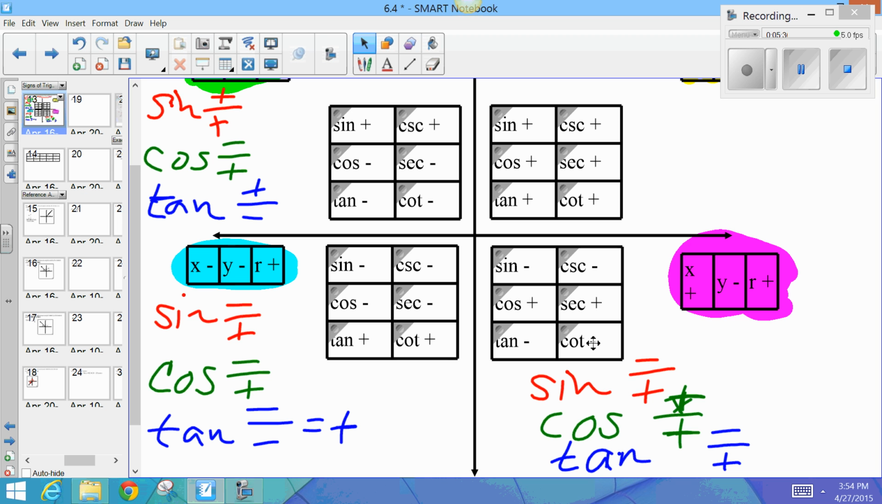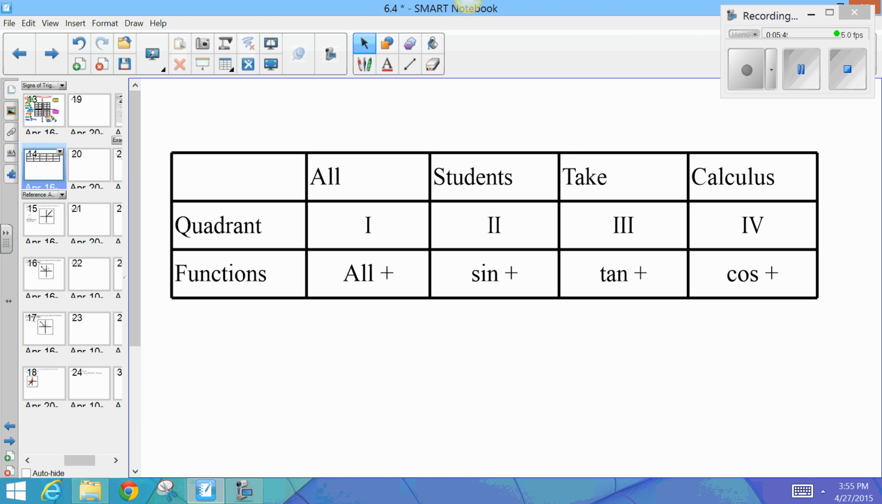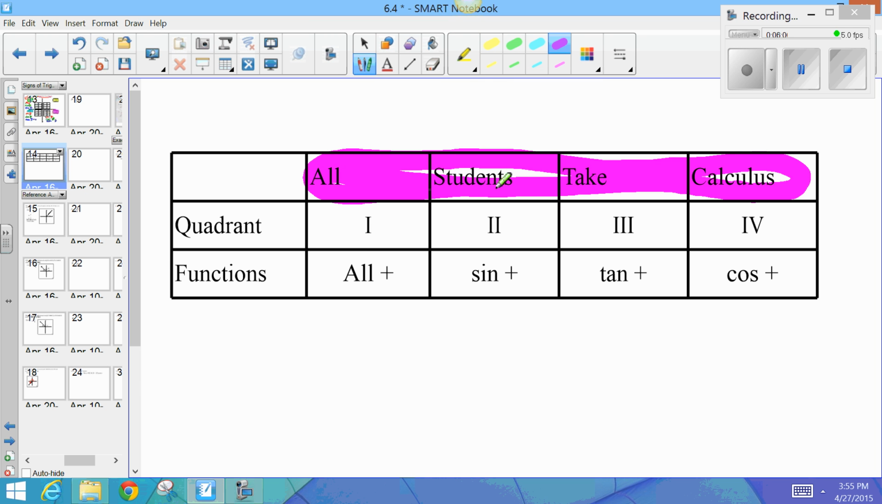All right, when you update your trig cards, you're going to put all of this information on your trig cards so you don't have to memorize it. However, there is a very easy way to memorize this, by just using this phrase, all students take calculus. And I know you're going to remind me that that's not true, but it doesn't matter if it's true. It's just a way to remember in which quadrants the trig functions are positive, okay?